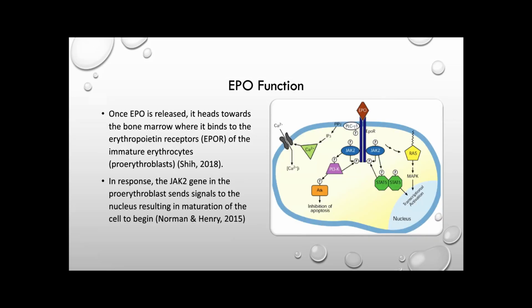Once EPO is released, it heads towards the bone marrow where it binds to the erythropoietin receptors of the immature erythrocytes. In response, the JAK2 gene in the proerythroblast sends signals to the nucleus, resulting in maturation of the cell.